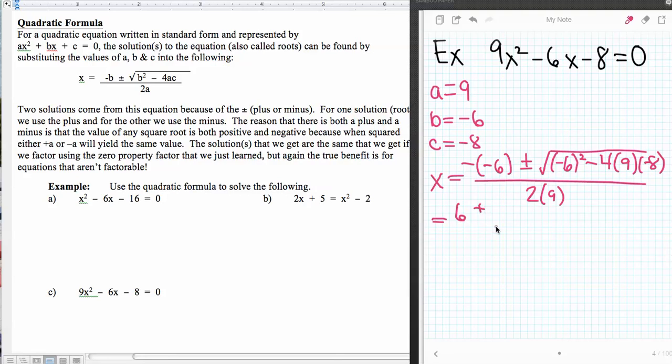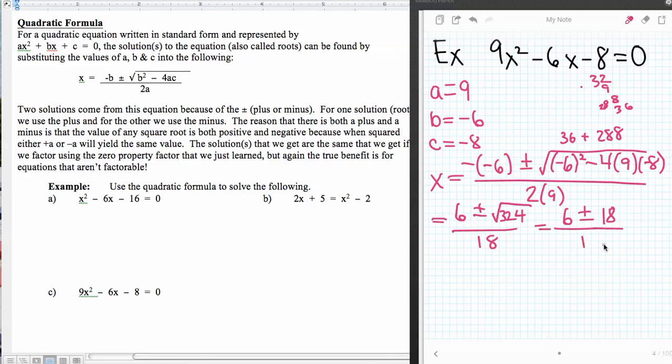So we'll simplify this down. Opposite of negative 6 is positive 6, plus or minus the square root of, and negative 6 times negative 6 is positive 36, negative and negative make a positive, and we have 32 times 9, which is 288, and 288 plus 36 is going to give us 324, all over 18. And then 6 plus or minus the square root of 324, that's actually an integer, it's 18. And so we have this.